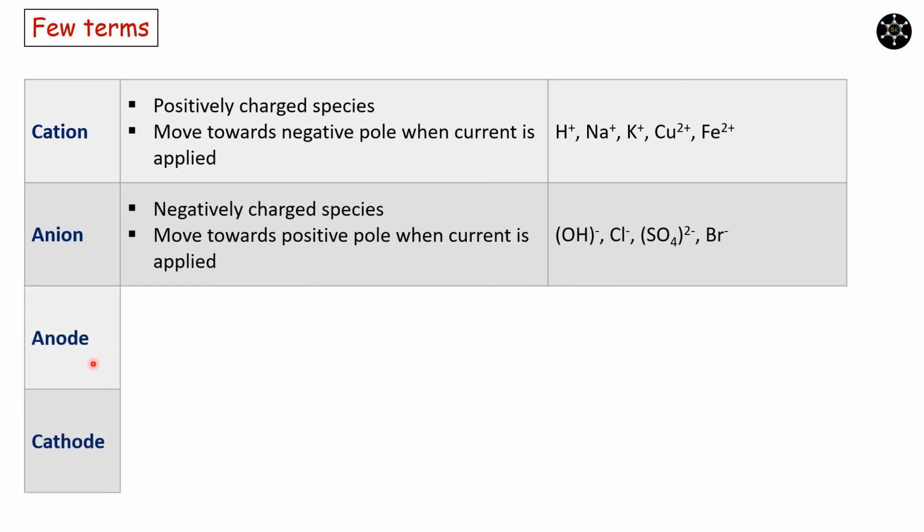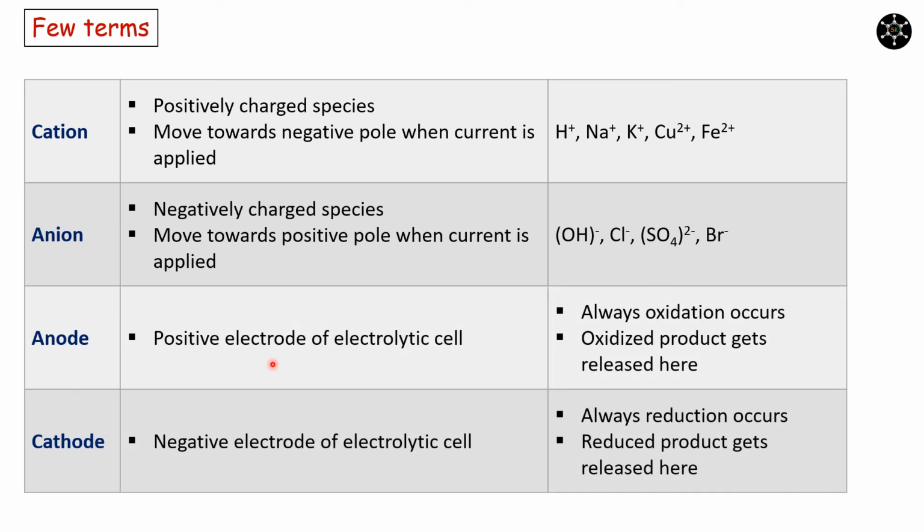Another two terms which we need to know are anode and cathode. The anode is the positive electrode of an electrolytic cell. The cathode is the negative electrode of an electrolytic cell. At the anode, oxidation always occurs and we can see the oxidized product getting released near the anode. At the cathode, reduction always occurs and we can see the reduced product getting released near the cathode.